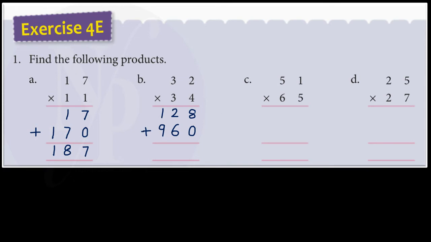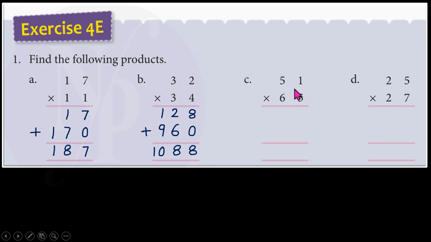So 8 plus 0 is 8. 2 plus 6 is 8. 1 plus 9 is 10. Therefore, 1088 is the product of 32 and 34. Coming to C, we have 51 into 65. So we have to multiply 51 by 5 first. In the first step, what we do?